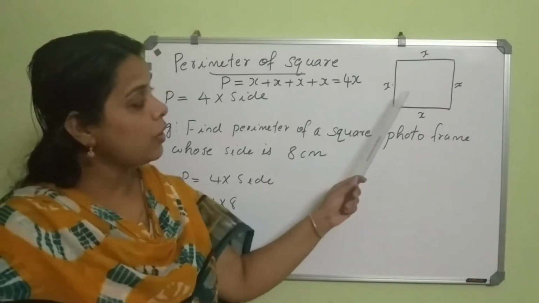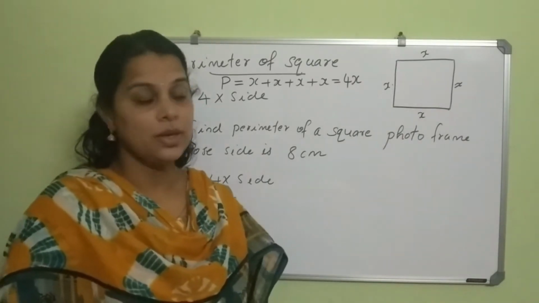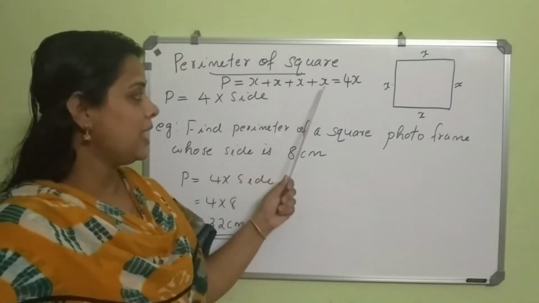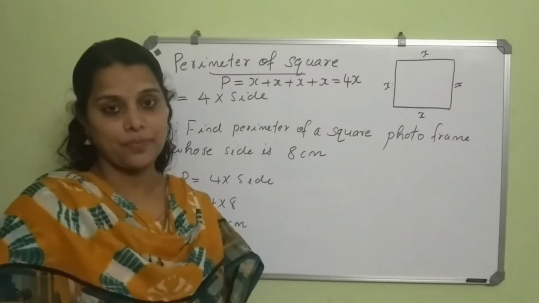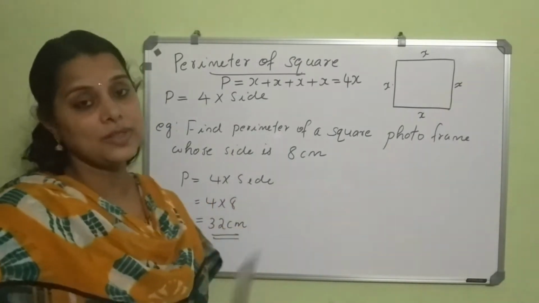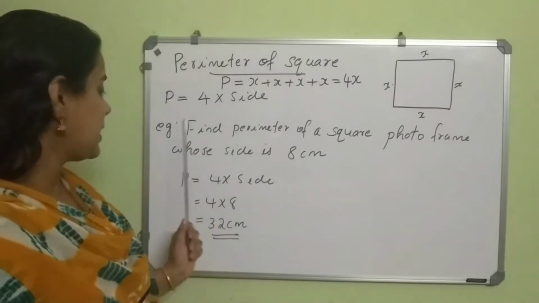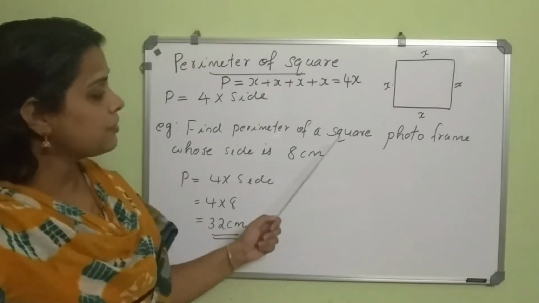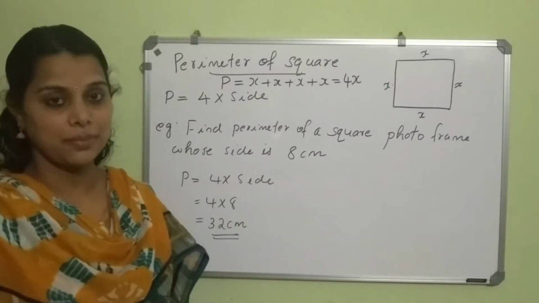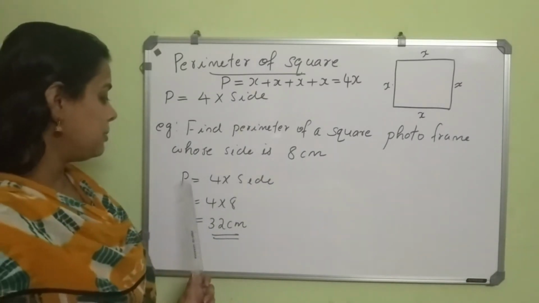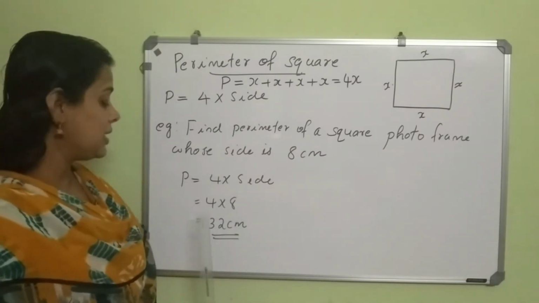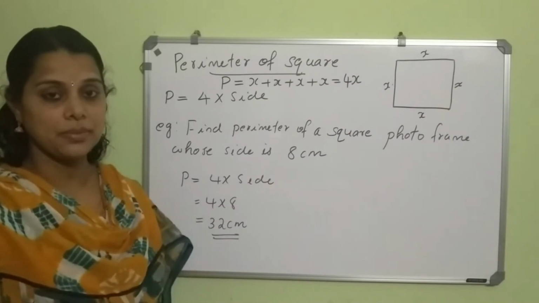Now let us discuss how to find perimeter of a square. Consider a square of side x. So perimeter is equal to x plus x plus x plus x, that is 4x. Thus we can write perimeter is 4 into side. Example, find perimeter of a square photo frame whose side is 8 cm. We can write perimeter is 4 into side, that is 4 into 8, that is 32 cm.